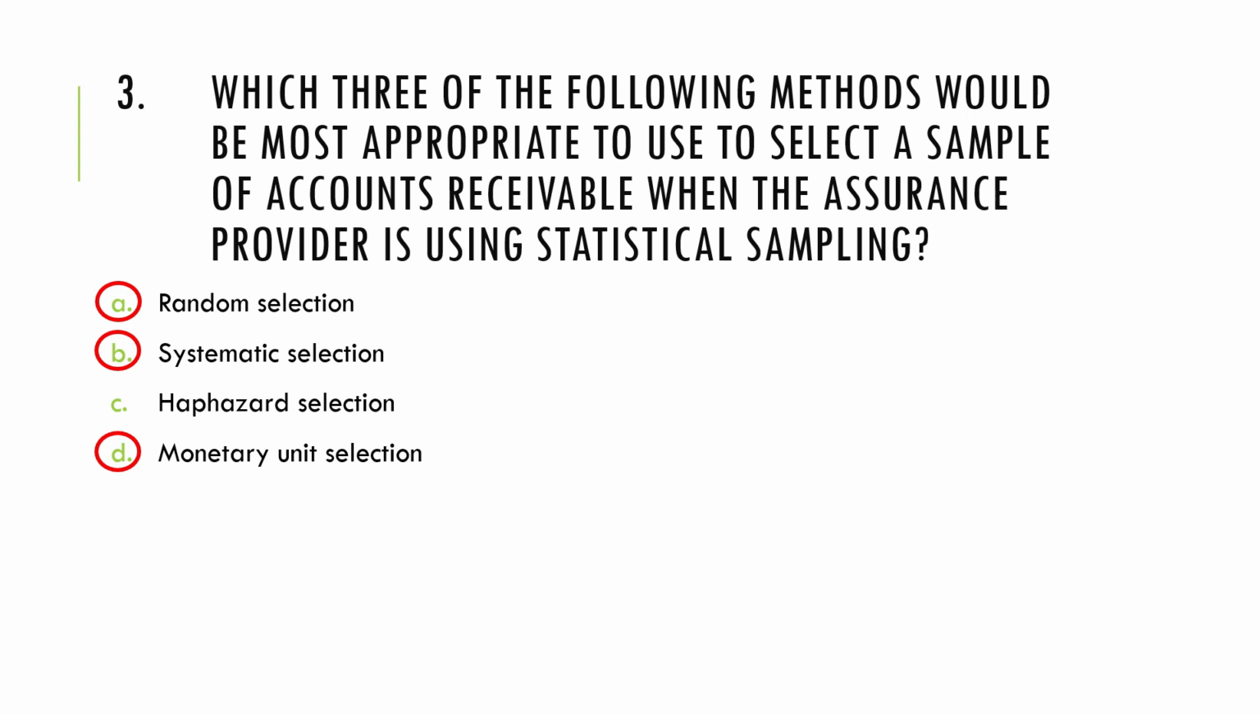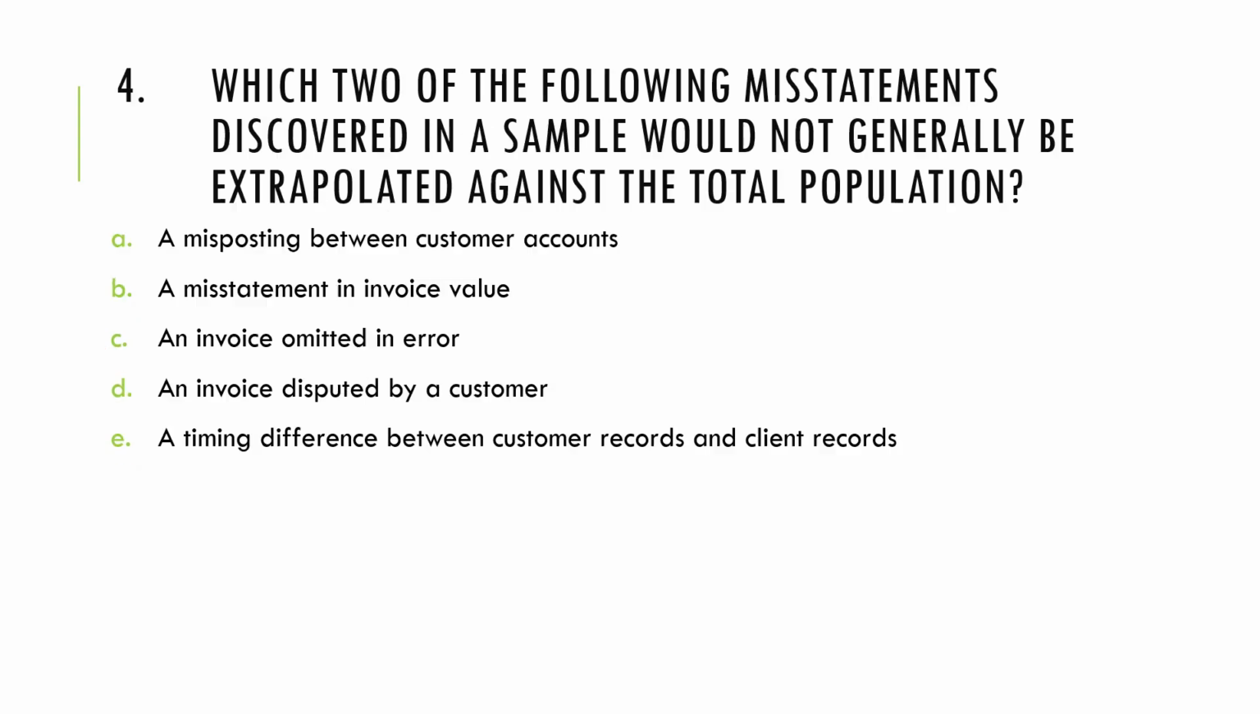Now, as a reminder as well, when the auditor uses non-statistical sampling, the auditor can actually make use of either probabilistic or non-probabilistic sample selection techniques. But the moment the auditor uses statistical, the auditor is stuck with probabilistic sample selection techniques only. So the answer to number three is Alpha, Bravo, and Delta.